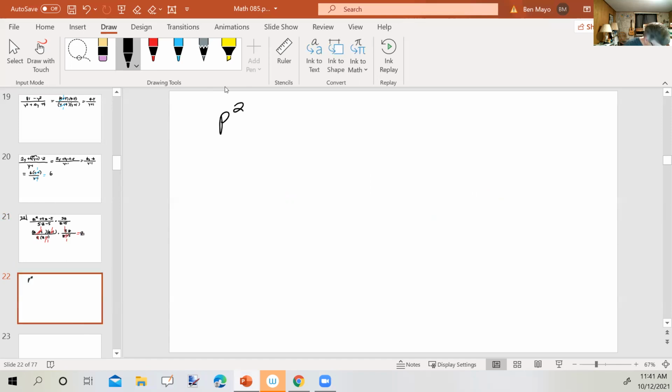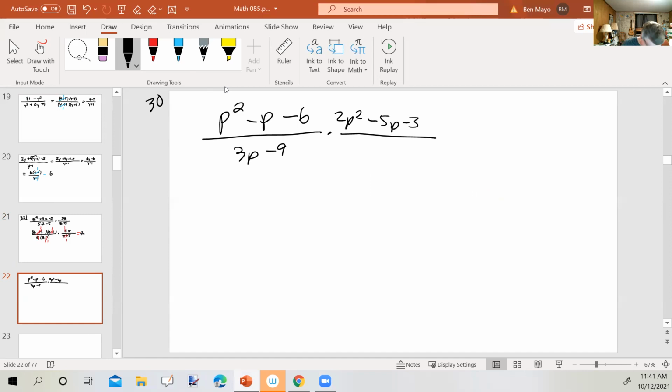p squared, maybe I should write the number, then I'll know where to look back. p squared minus p minus 6. This is number 30 out of the textbook. It's not out of WebAssign. Over 3p minus 9 times 2p squared minus 5p minus 3, over p squared minus 3p.